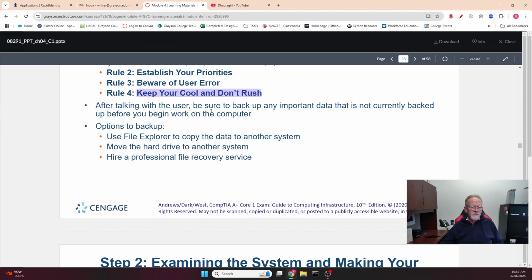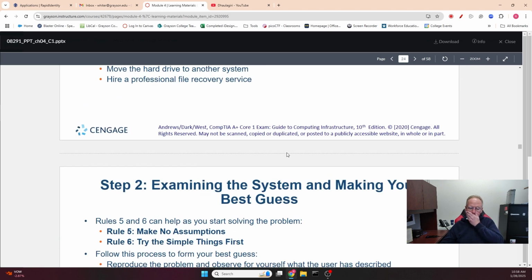After talking to the user, make sure you back up any data that's not currently backed up before you ever begin to work on the computer. Use File Explorer to move it onto a USB hard drive, onto an external drive, onto a network share. If you have to, and it's a hard drive problem, then you may have to get a professional file recovery service, which those are expensive, but they can save your life.